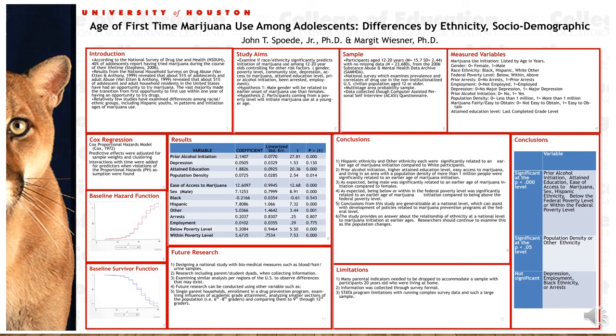Here's an example of a poster, and just an overview. You'll see it has many of the same components as IMRAD. The introduction, the methods, the research, and the discussion section. They might not be called the same things, but you'll see an introduction, you'll see a study aim, you'll see a sample, you'll see the measured variables, you'll see conclusions and results, you'll see future studies and limitations, you'll see some graphics and some tables that summarize the findings. This is just one example.